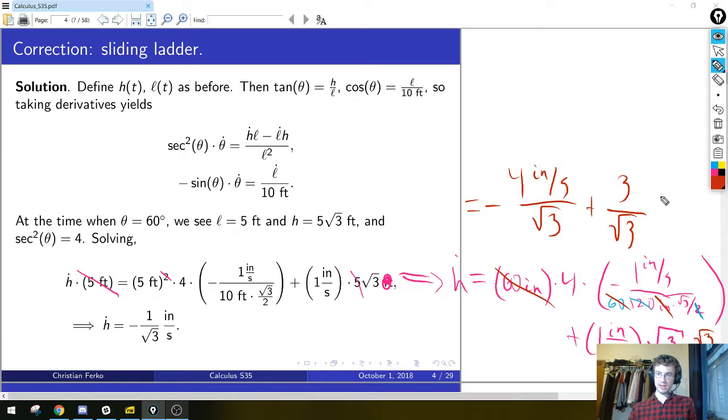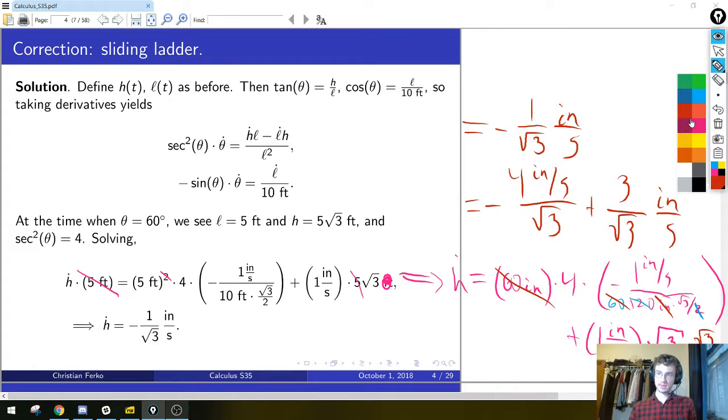And the units are inches per second, which is good. You should always check that you're adding together quantities with the same units. So then we're in good shape, because we combine the numerators. Minus 4 plus 3 is minus 1. So we have a minus 1 over root 3, and the units are inches per second. So in fact, this is the correct answer. Minus 1 over root 3 inches per second.